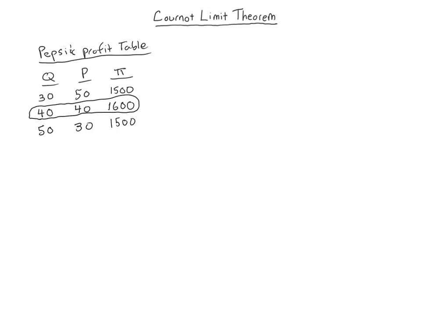And now if Pepsi's best response is 40 gallons, Coke's best response is going to be 40 gallons, so they are both playing a best response, and thus they are mutual best responses, and this is a Nash equilibrium. So I'll just put a check here and say, great job, Pepsi.